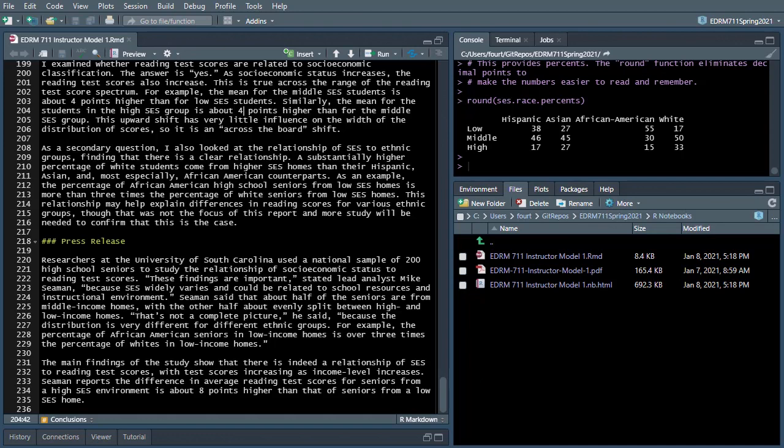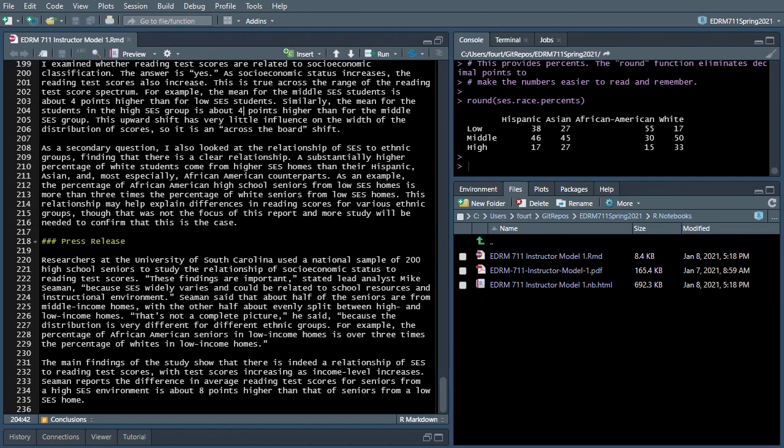Researchers at the University of South Carolina used a national sample of 200 high school seniors to study the relationship of socioeconomic status to reading test scores. Now, I put this as though it were what you might read in a newspaper article. You could do it as though this was being posted on a news blog. You can use different formats, whatever makes sense to you, and you're welcome to use your creativity.